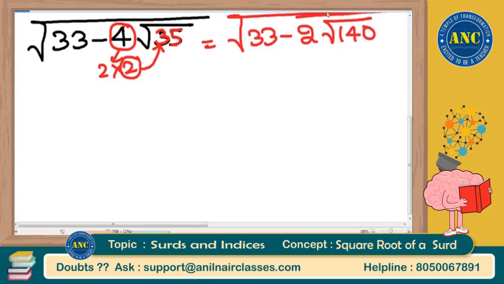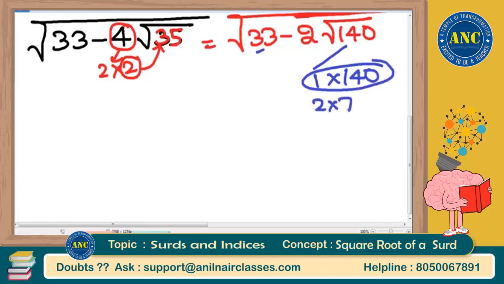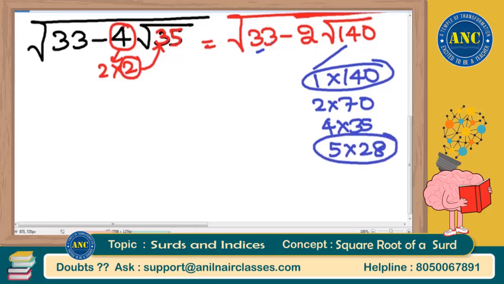Now root 140 you should express in multiple ways. What are the ways of expressing root 140? 1 into 140 is 140, but 1 plus 140 is not 33. 2 into 70, not possible. 4 into 35, 4 plus 35 is not 33. 5 into 28, yes, it is satisfying. 5 plus 28 is nothing but 33.